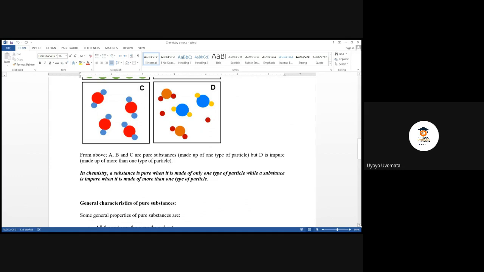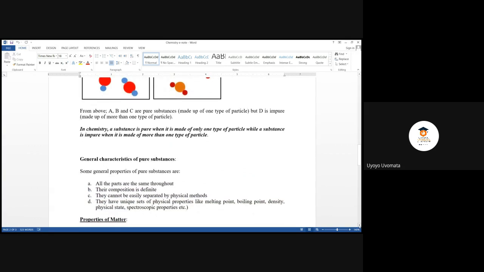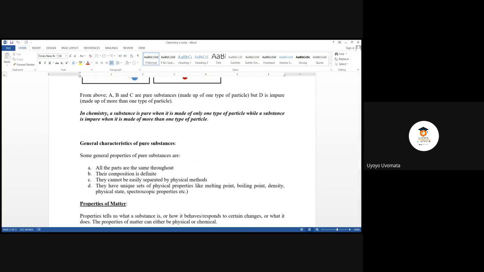Then let us see the definition of pure substance in chemistry. How do we define a pure substance in chemistry? In chemistry, a substance is pure when it is made of only one type of particle, while a substance is impure when it is made of more than one type of particle.